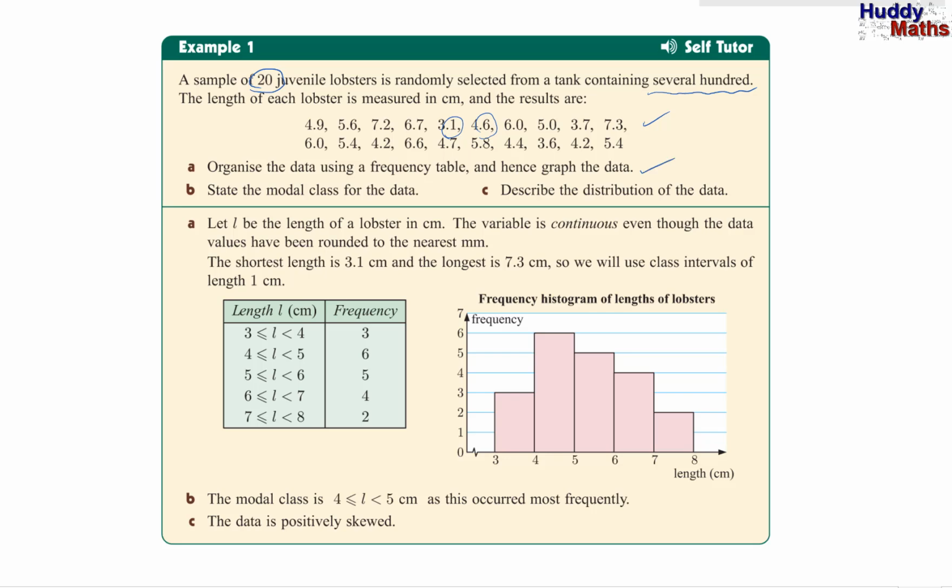So let's come down here. We can see it's continuous. They've been rounded off to the nearest millimetre there, 0.1 of a centimetre. The shortest length is 3.1, the longest 7.3.